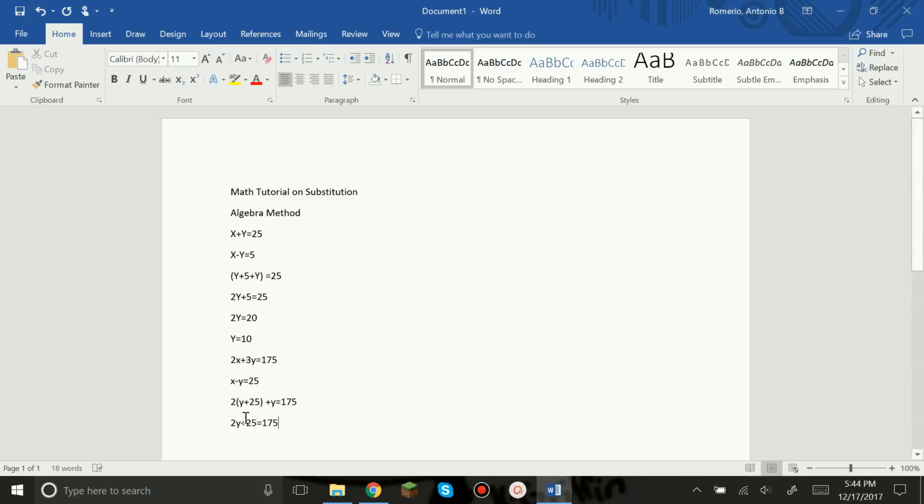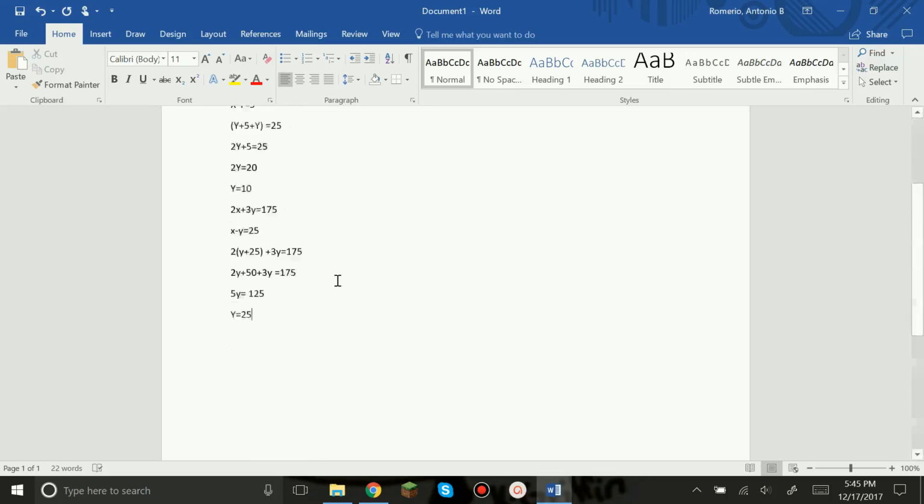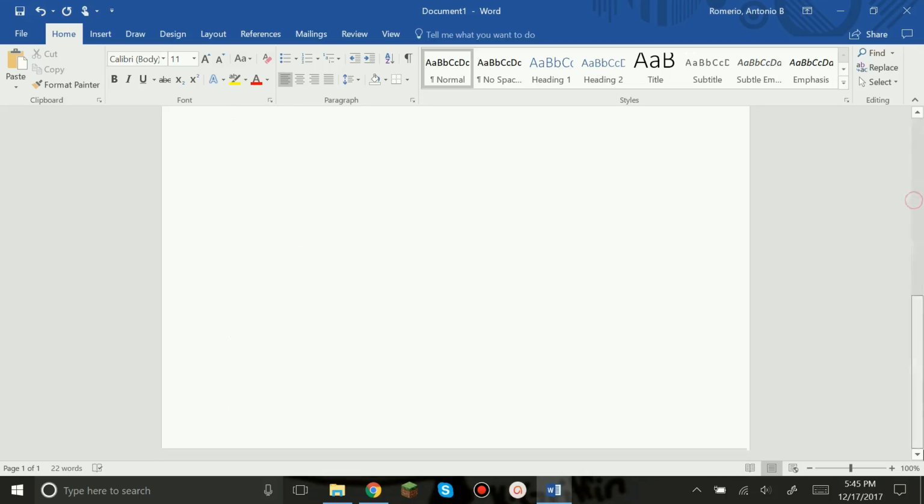Oops, 2y plus 50. And that's actually 3y, so let's change that: 2y plus 50 plus 3y equals 175. Because of this, we can say that 5y equals 125, so y equals 25. It's that simple.